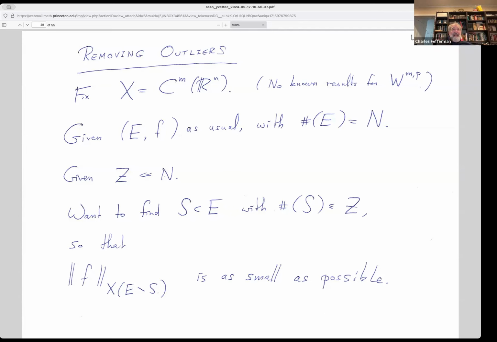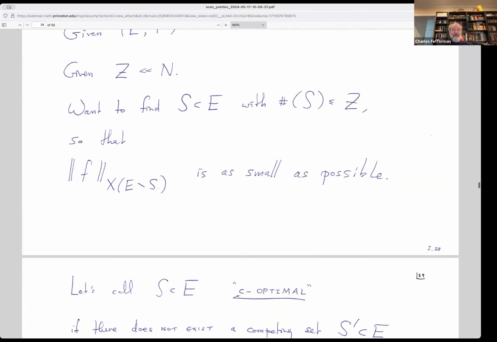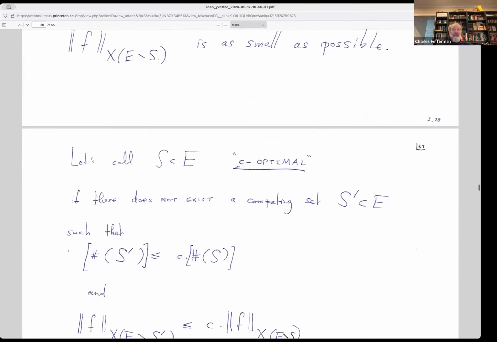I give you a data set E, F. I think it contains some outliers. I give you a number Z, and I tell you that you get to remove Z data points from the problem. Please pick those data points so that the remaining part of the data set can be interpolated with as small a norm as possible. That's a real hard problem, so I'm going to solve an easier problem.